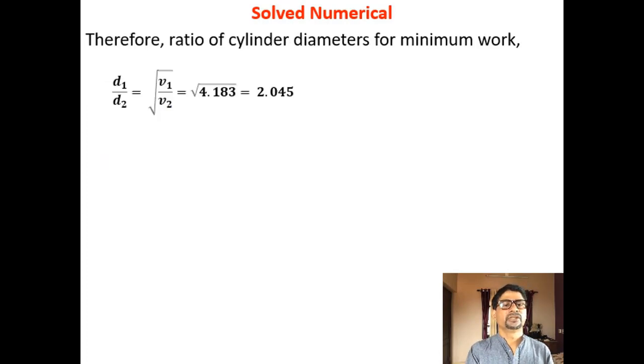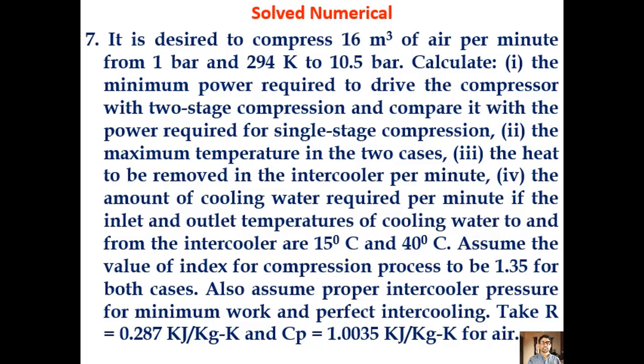So therefore the ratio of the cylinder diameters for minimum work is d1 by d2 is equal to square root of v1 by v2, which is square root of 4.183, which is equal to 2.045. You see here this formula d1 square by d2 square is equal to v1 by v2. I already showed it in one of the slides at the beginning of this numerical. So that means v1 by v2 is d1 by d2 is square root of v1 by v2. So after substitution you will get this answer.